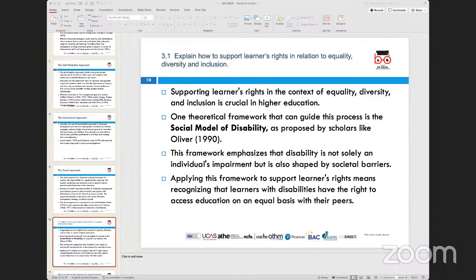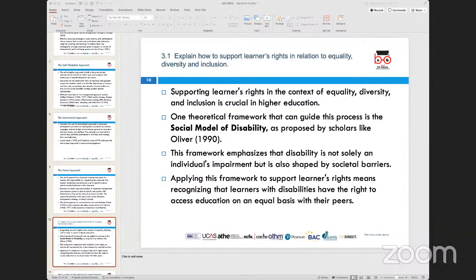Now, we need to be looking at promoting equality and, let's say, no favoritism amongst our students in the class. The social model of disability is a theoretical framework which views disability as a result of societal barriers. That means there are mental barriers or social barriers that can be constructed by society, and that could impede learning in the classroom.